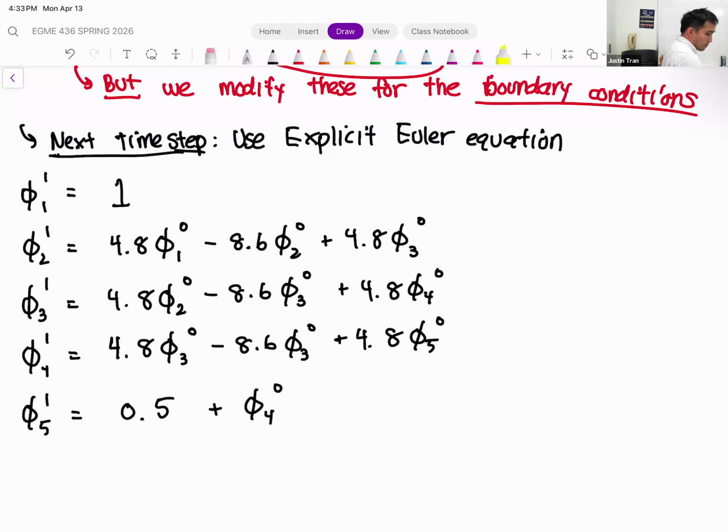Okay, good. And so all we have to do here is just plug in the values of phi from the previous time step, right? So everything that we have here, so phi1 at time step 0, phi2 at time step 0, phi3, phi4. Oh, that's a typo there. That should be phi4. I'm sorry. And then phi5 right here, and then phi4 right here. Okay. We're just going to plug in their values that we got from the previous time step.